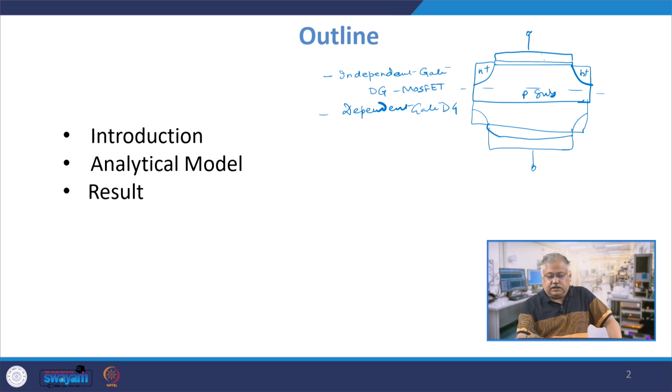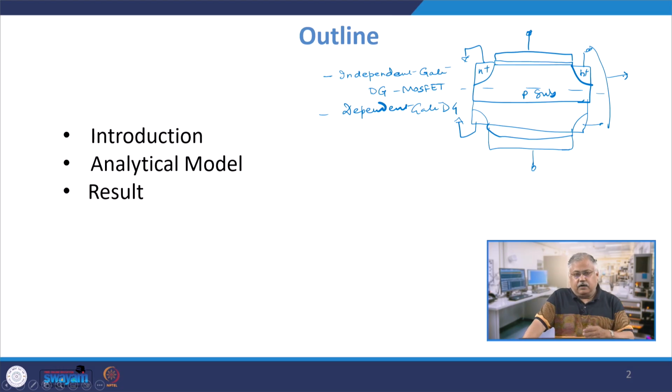Now, in both the cases, we apply a gate voltage here, and the source is generally grounded, right. The source is generally grounded and we apply a drain voltage here. This drain is also shorted, we apply a drain voltage here, because of which there is a current flow which is taking place here.